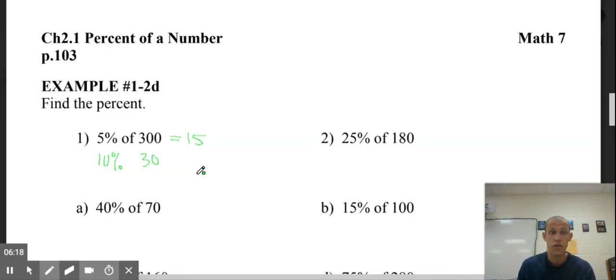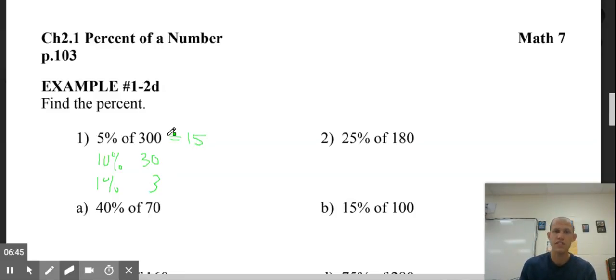Another way to do it, you could think about this as what is 1% of 300? So 1% would be 3. I'm just dividing by 10 each time. But I need 5 of those. So I need five 1%s to make 5%. So if I have 5 of these, that would mean 3, 6, 9, 12, 15. Still gives me 15.